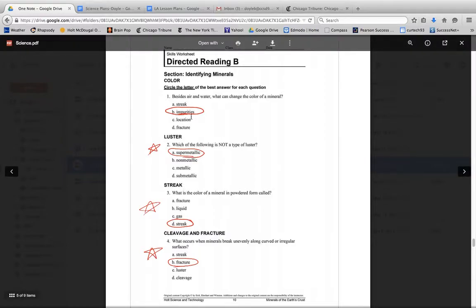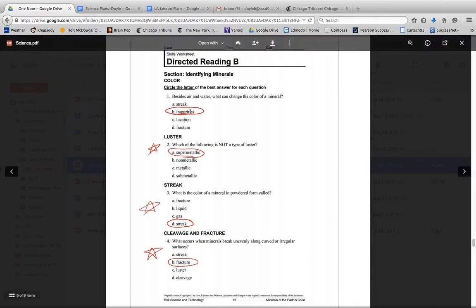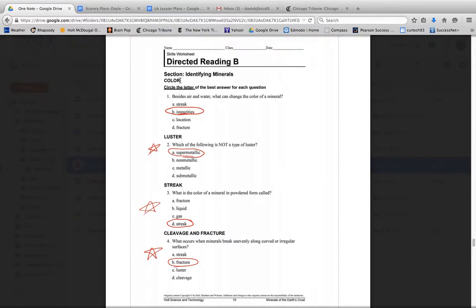There's, I think, 7 or 8 different ways. So the first thing we look at is color. And besides air and water, what can change the color of a mineral is impurities. So color is kind of a tricky one because a rock could look one color, but really it's a different color. So it's kind of a tricky thing.